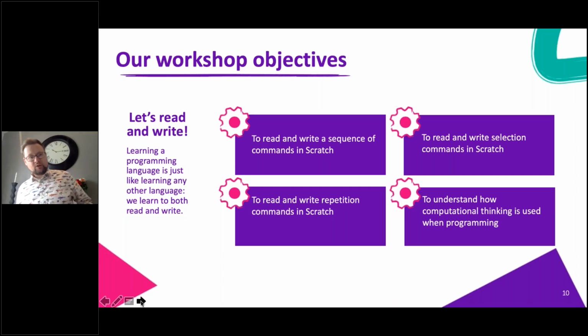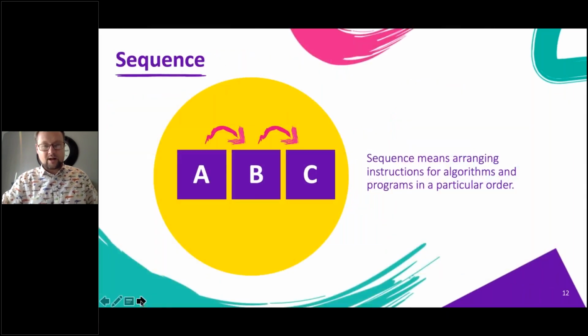So we're going to do a bit of code reading and writing relating to sequence, selection, and repetition. And I'm going to get you involved. So let's make a start here. Sequence, first of all. So really straightforward. And there's a bit of a pun there, isn't there? Straightforward. Sequence is just arranging instructions for algorithms and programs in a particular order, a sequence of them.